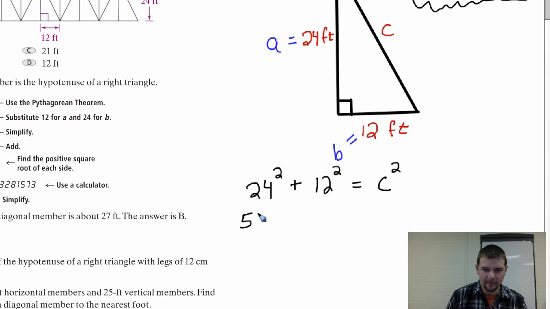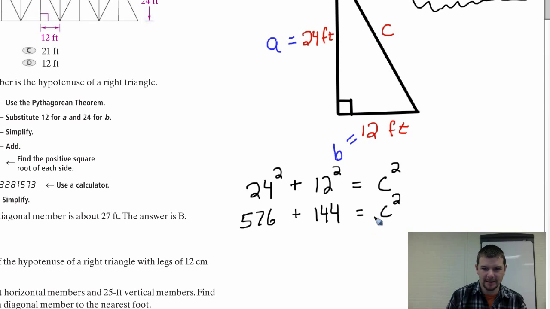576. Now 576 is beyond the scope of the list of perfect squares that I typically list, and it's also not one that I have memorized. And so it's okay to use scratch paper to do the quick multiplication. 12 squared, on the other hand, should be memorized at this point. 144, so 576 plus 144 equals c squared.